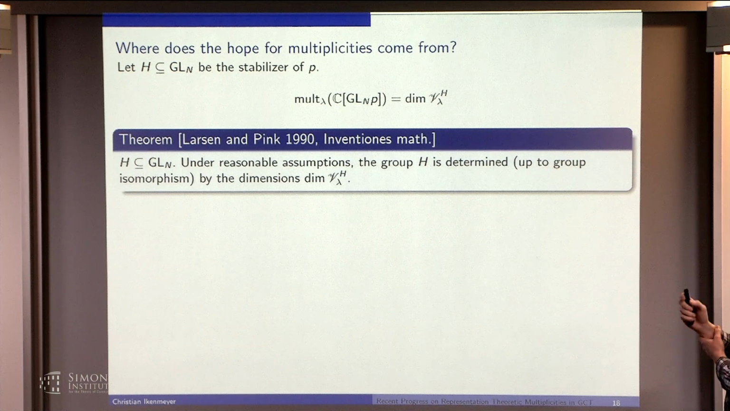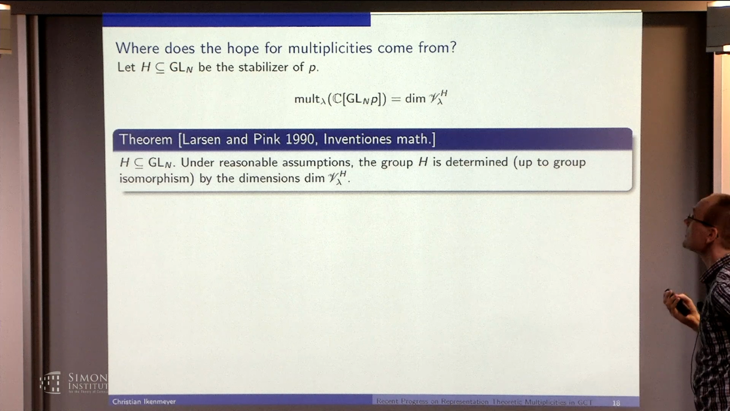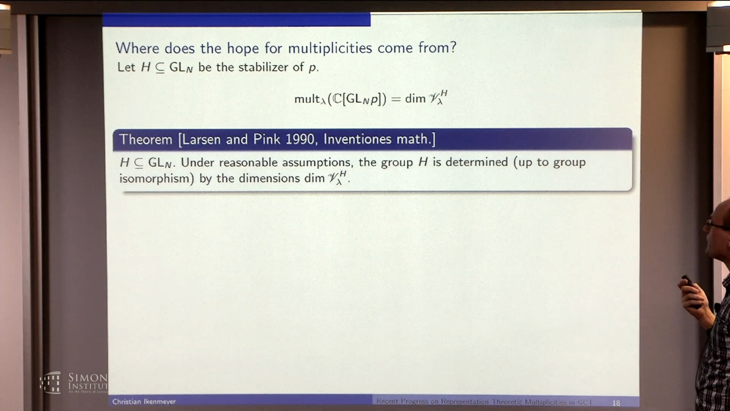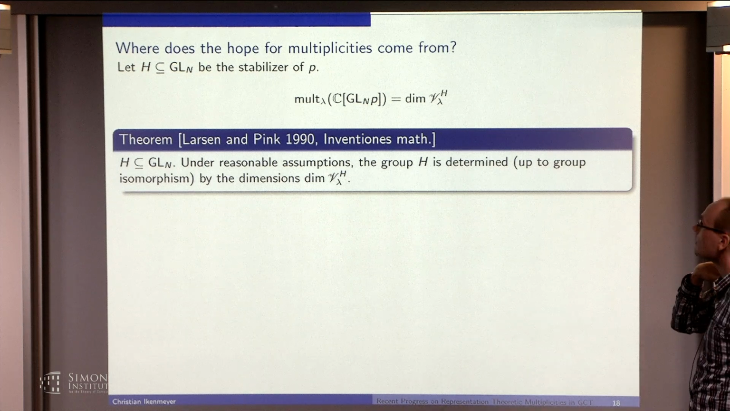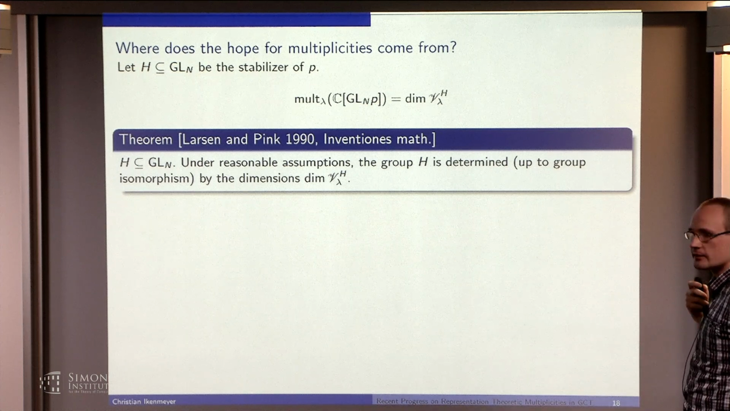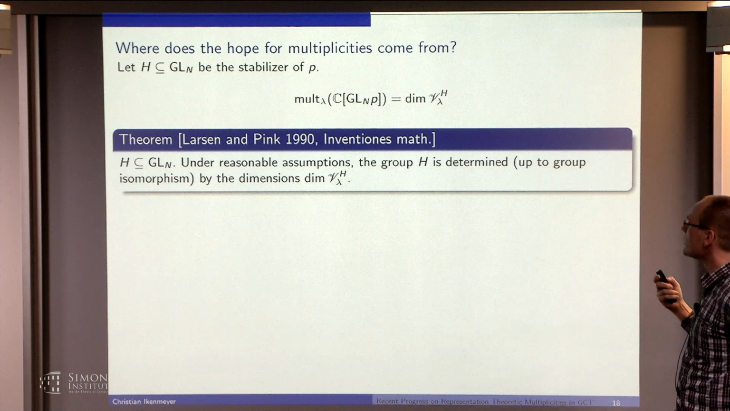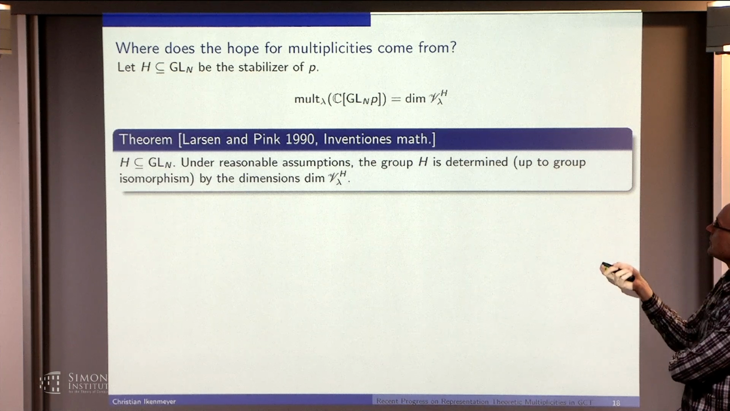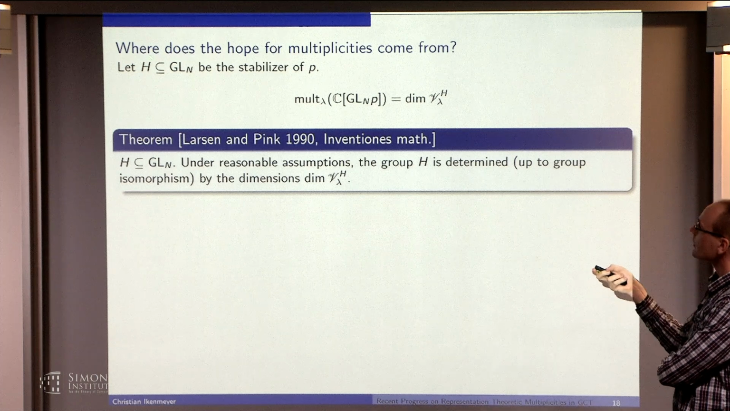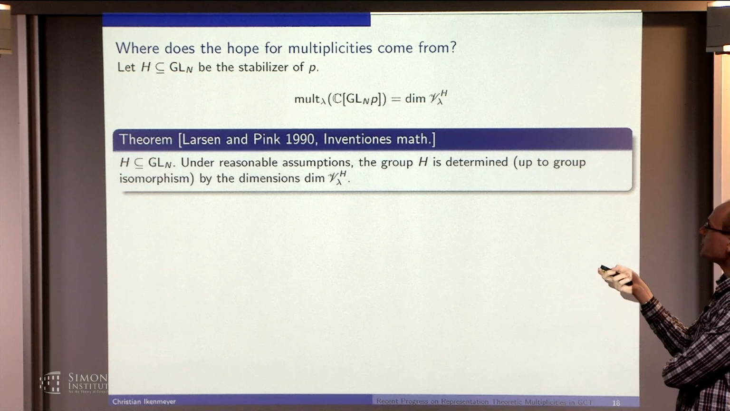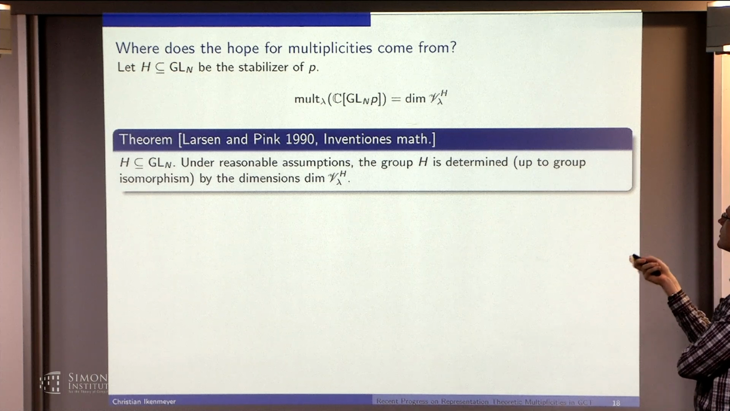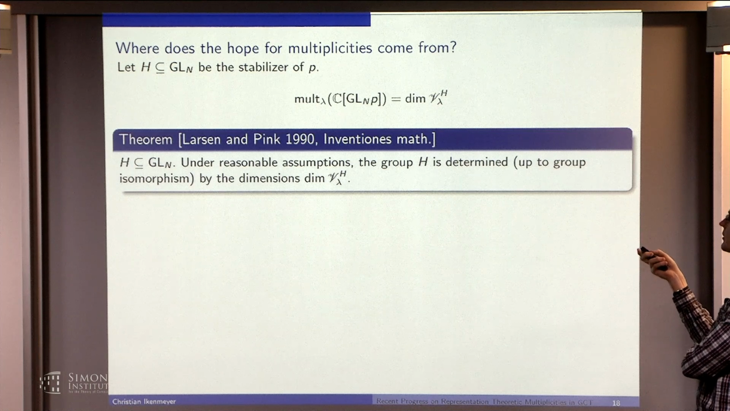All right, so maybe the last thing I should mention is that there's one more interesting insight where hope for multiplicities could come from. This is a paper by Larsen and Pink from 1990, and it's not so often mentioned when talking about GCT. So if you take GLN acting, and you take H being, say, the stabilizer of your point, let me just remind you, these multiplicities are given just by the dimensions of the H invariants in these irreducibles.